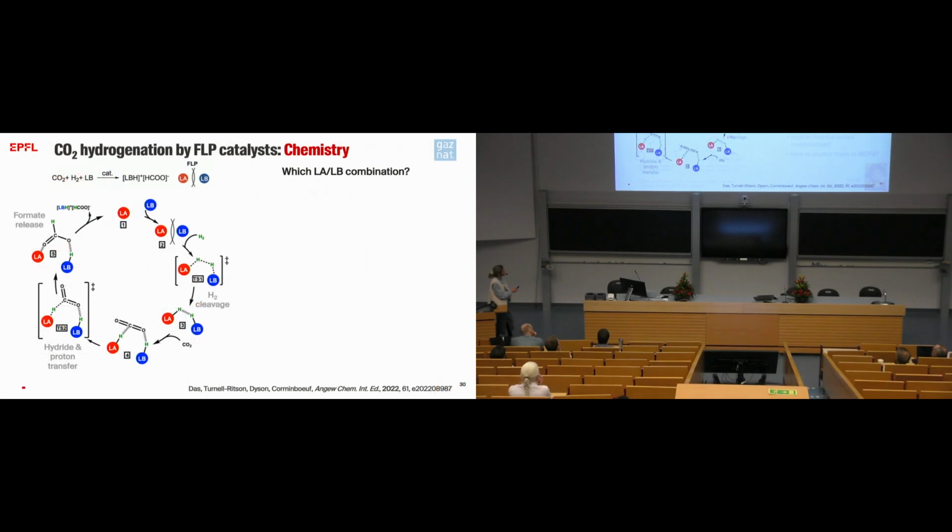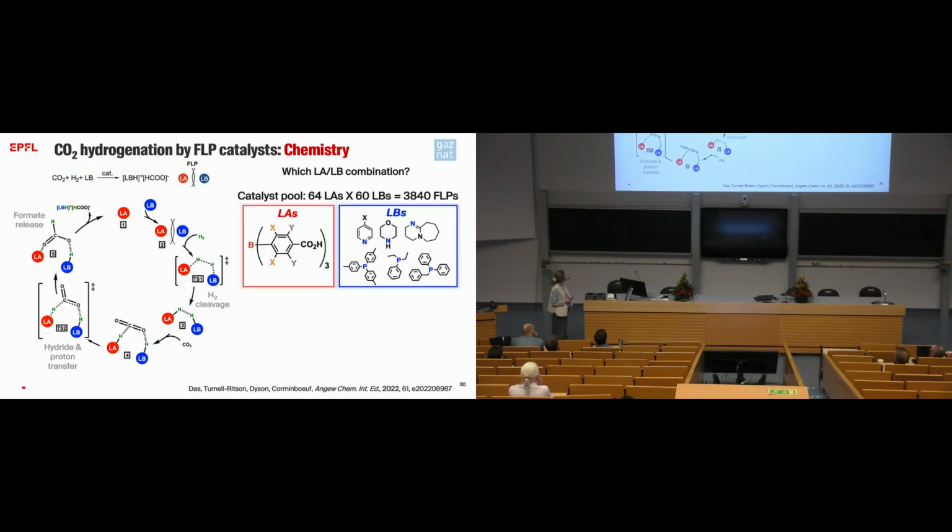So the two questions I'm going to ask, the first is the chemical one: in terms of chemistry, which combination of Lewis acid and Lewis base do I want? You have here a catalytic cycle. The two key steps are the H2 attachment and cleavage. It has to be able to attach. And also the release of the formate. It has to be able to be released. So here's the catalyst pool that we use to build this map, this activity map that I mentioned before.